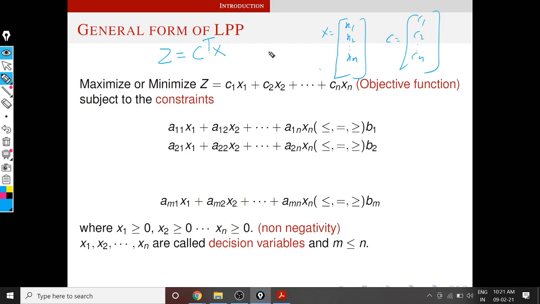So if you take x and C like this, then our objective function Z is equal to C transpose x. And similarly, what about the constraints? What is the matrix form of the constraints? We choose A like this, Aij. A11 is the first entry, A12 is the second entry, like that. So if we choose A as the matrix Aij, and B equal to B1, B2, etc., Bm, and x is already there, x1 to xn, then what is the matrix equation corresponding to the system?